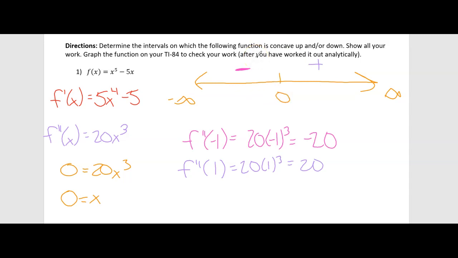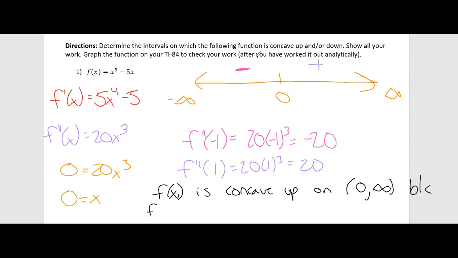So now we just need to write our conclusions. We can say f of x, and you do want to specify what function you're talking about, right? You just don't want to say concave up and concave down on this interval, because are we talking about the original function, f prime, or f double prime? Well, we're checking the concavity of the original, so it's f of x. So f of x is concave up on the interval 0 to infinity, because f double prime of x is greater than 0 on this interval.